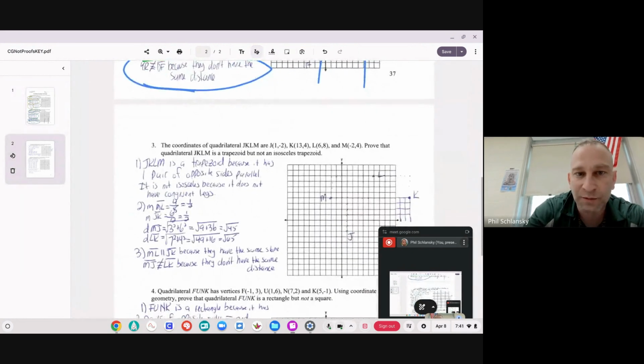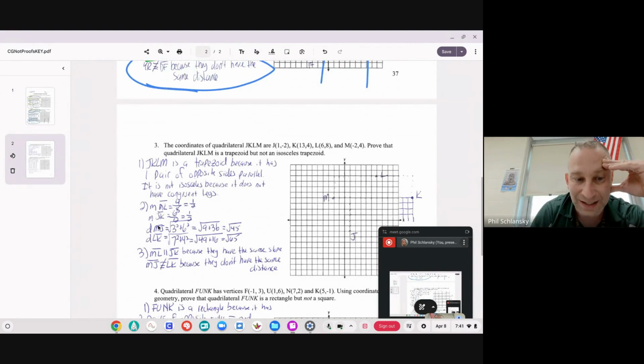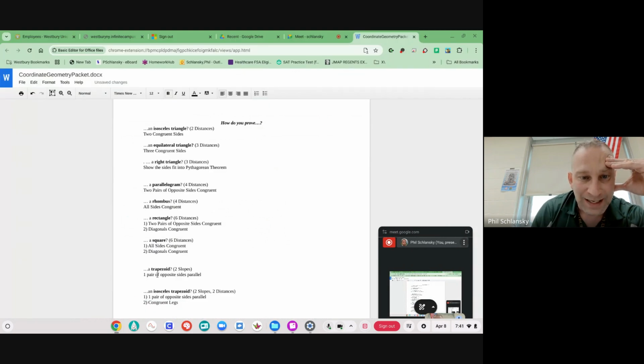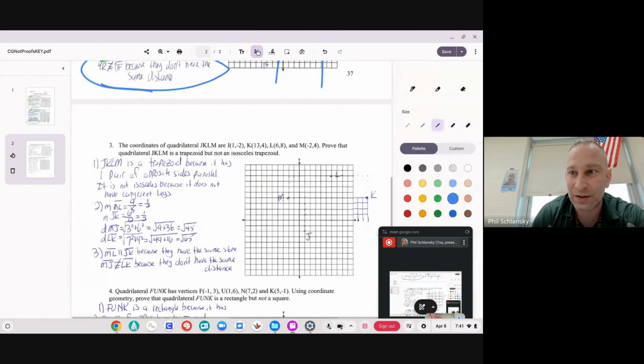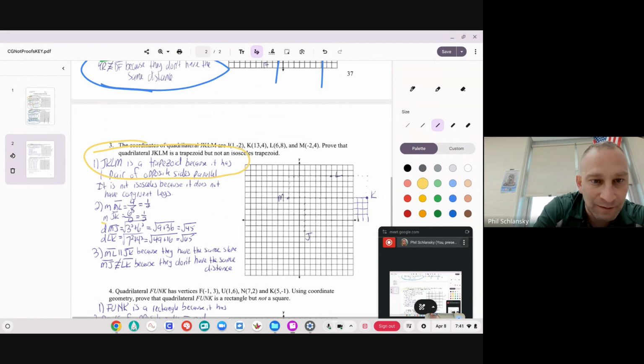Number three, it wants me to prove that it's a trapezoid, but not an isosceles trapezoid. Well, to prove the trapezoid, it needs to have one pair of opposite sides parallel. To prove an isosceles trapezoid, excuse me, I have to prove it has one pair of opposite sides parallel and congruent legs. So to prove the trapezoid, I'm going to state that it's a trapezoid because it has one pair of opposite sides parallel. I find the slopes. I state that they're parallel because they have the same slope.